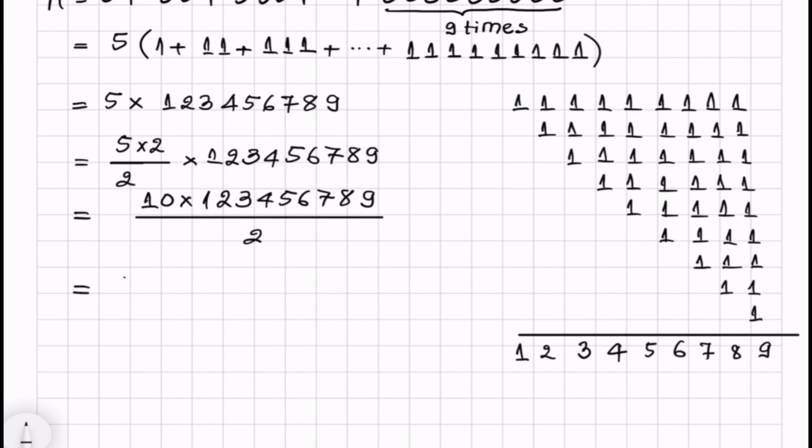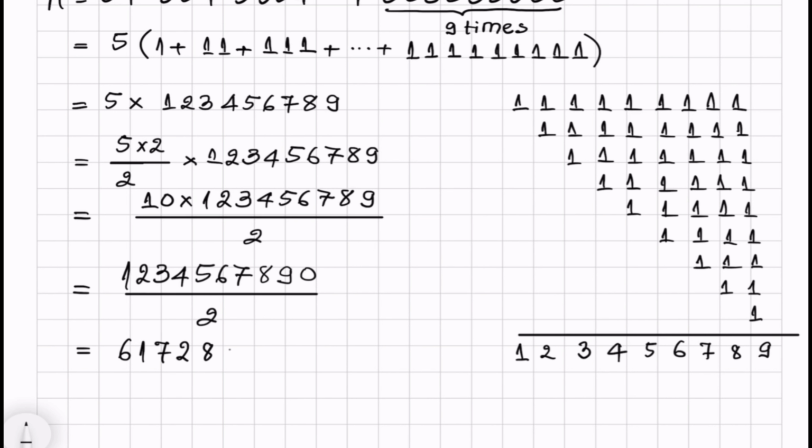Then we will get 1 2 3 4 5 6 7 8 9 0 divided by 2. So it is easy for us now. We can just divide by 2, then we will get 6 1 7 2 8 3 9 4 and 5. That is the answer. So finally we have solved this problem, and I hope you can understand it easily.